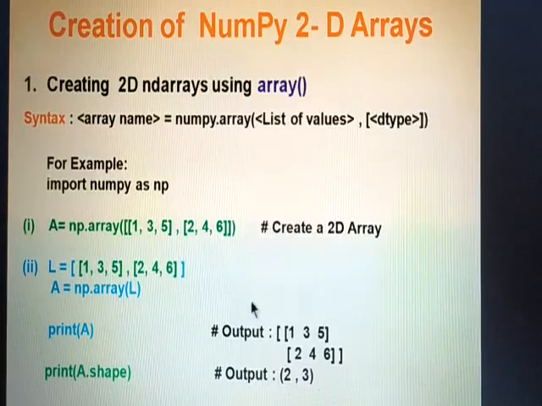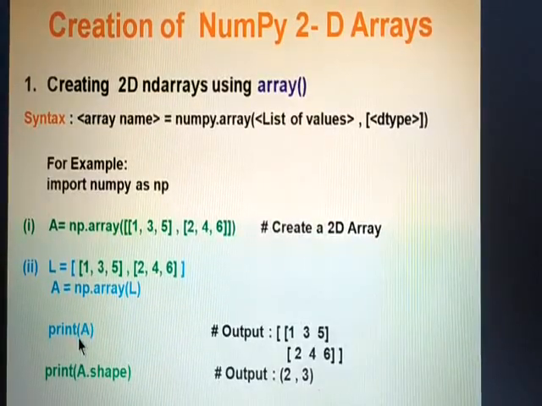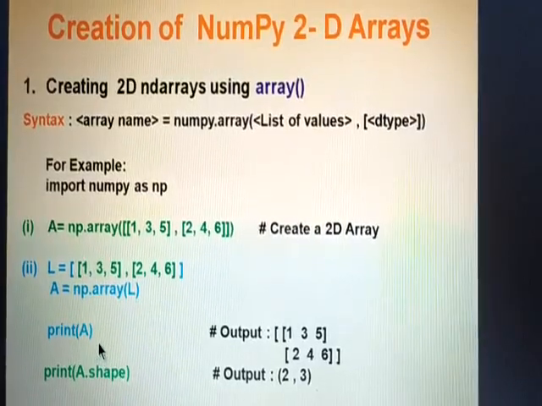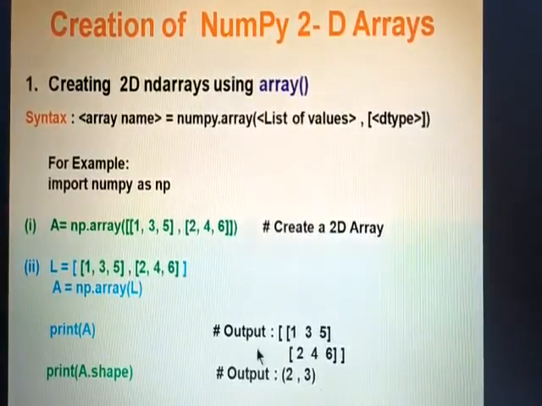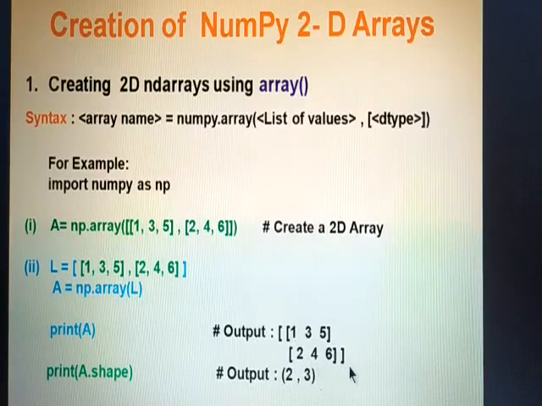You can display the contents of the array using the print function. So in the next line we use print A. Whenever this statement is executed, the result displays the array like 1, 3, 5 and then 2, 4, 6.